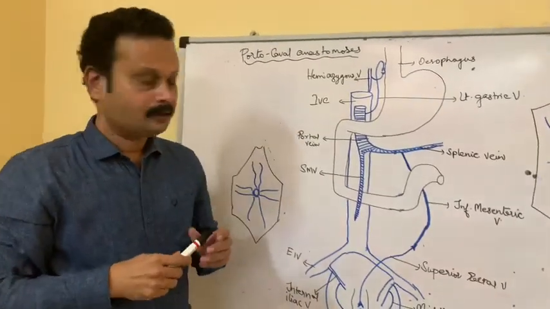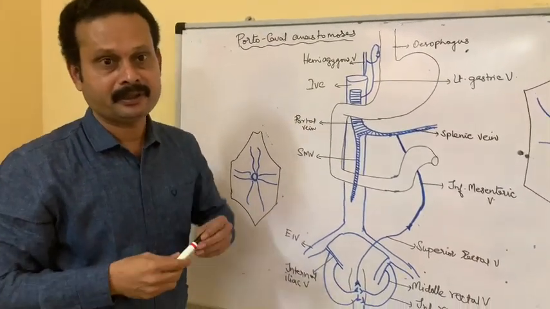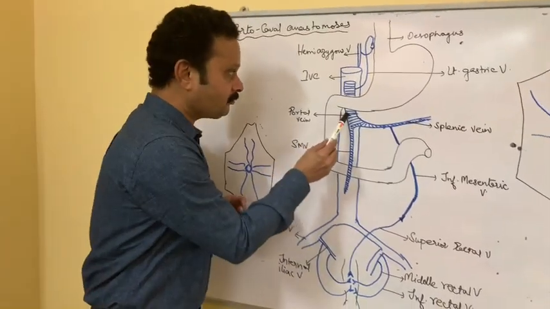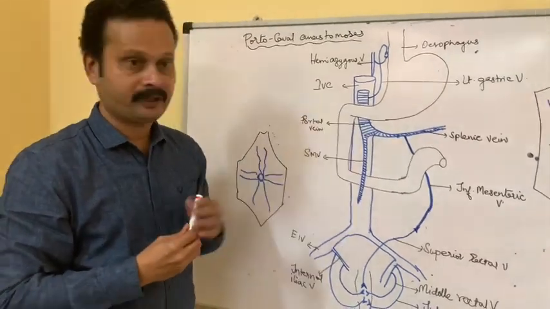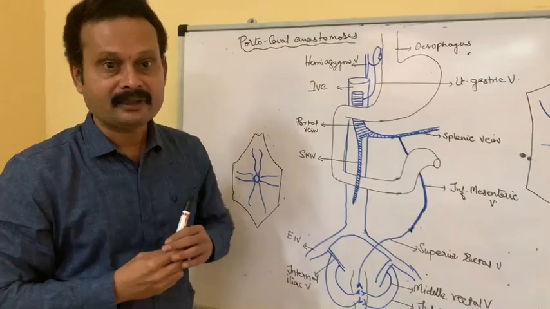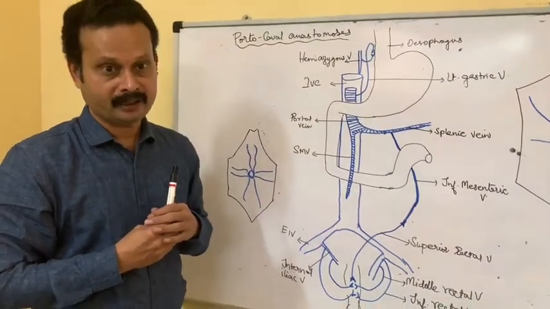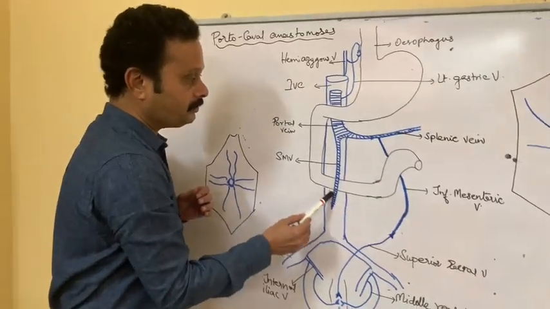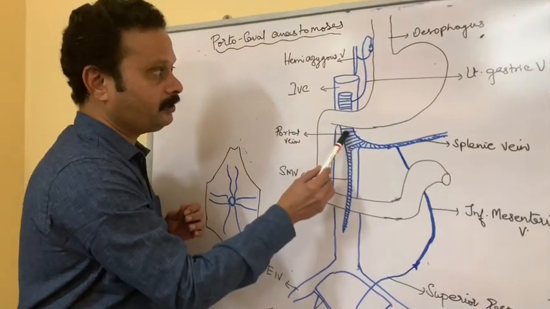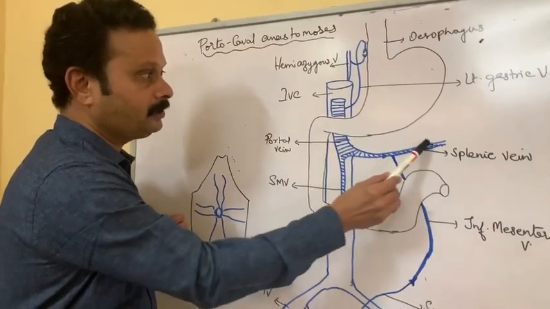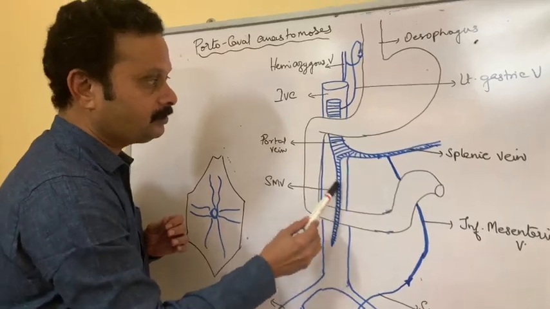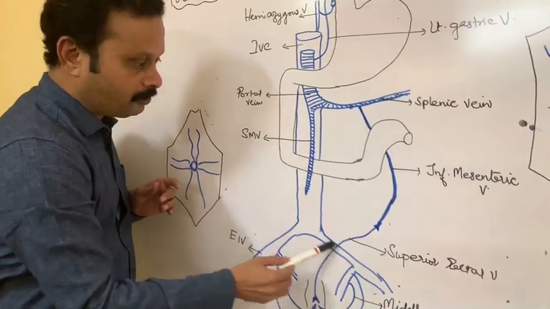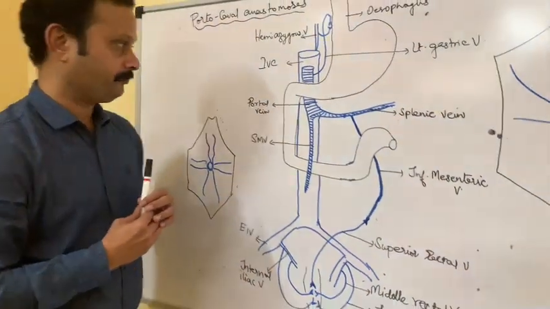There are two systems of veins present in the abdominal cavity and the pelvis. One system is formed by the portal system, that is the portal vein, and the other one is formed by the caval system, that is the inferior vena cava. The portal vein, present behind the first part of the duodenum, is formed by the union of splenic vein and superior mesenteric vein, whereas the inferior vena cava is formed by the union of two common iliac veins at the level of L5.